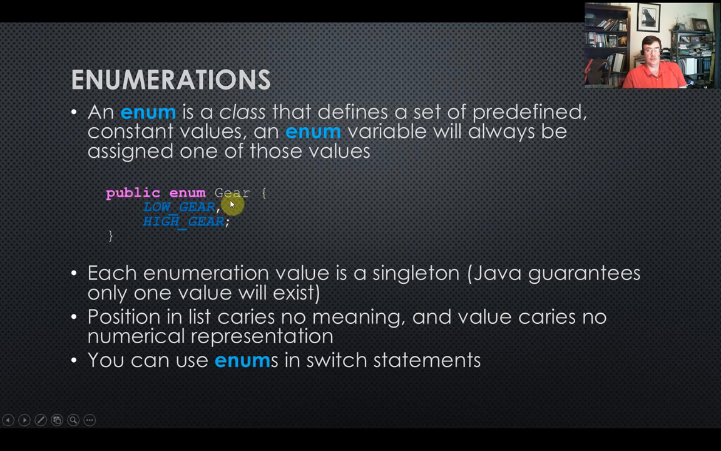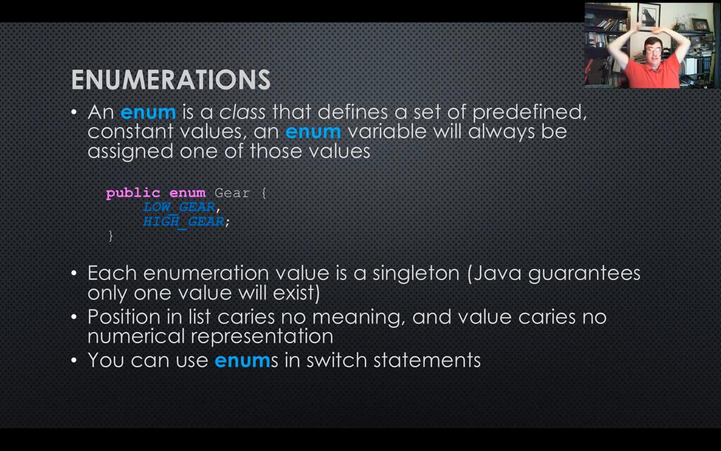So here's a real simple example. I have a class gear, which is an enumeration, and it's public. The declaration of the class is delineated by curly braces, as they all are, and it contains a list of values, low gear and high gear. The list is delineated with commas, and it ends with a semicolon. So if I create a local variable of type gear, that'll be an object reference, because gear is a class, and classes create instances of objects on the heap. So if I create a local variable of type gear and initialize it with a reference to a gear object, that gear object has to be either low gear or high gear. It can have no other value.